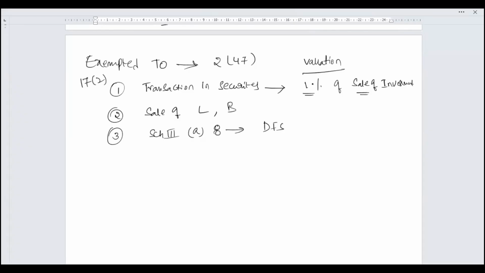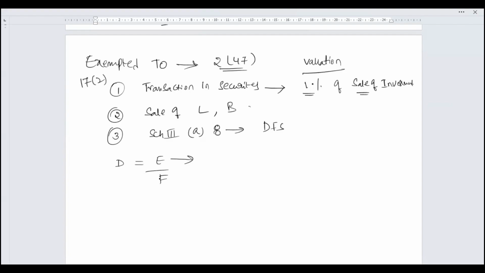I don't take the 10 crore straight away as my value for the purpose of E. You remember this D? D is equal to E divided by F. We are talking about this E, the numerator, the exempted turnover. Whatever exempted turnover as per Section 2, clause 47, that becomes your numerator, exempted turnover. In addition to that, when I talk about transaction in security, the value is 1% of the sale of investment. Whatever sale value is there, 1% is deemed to be your exempted turnover.